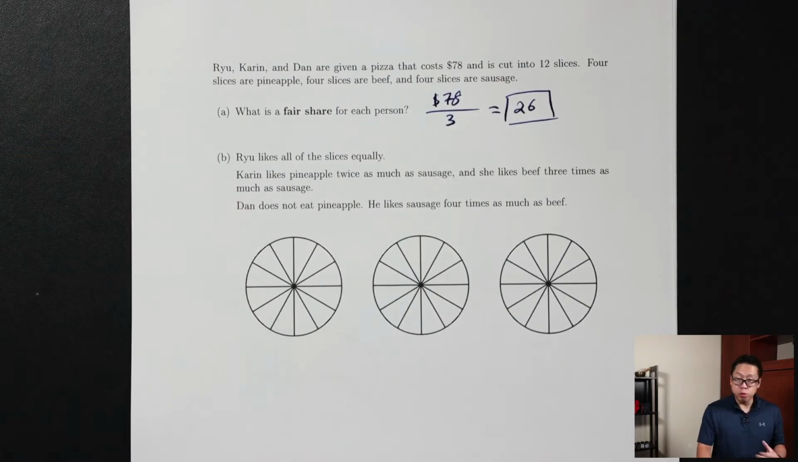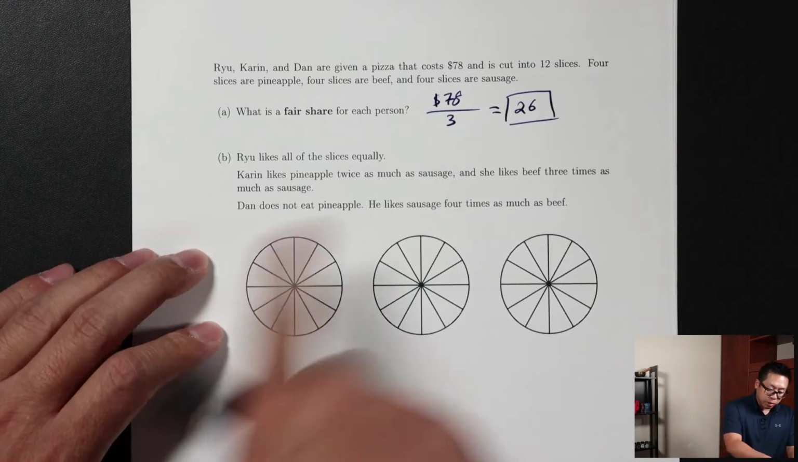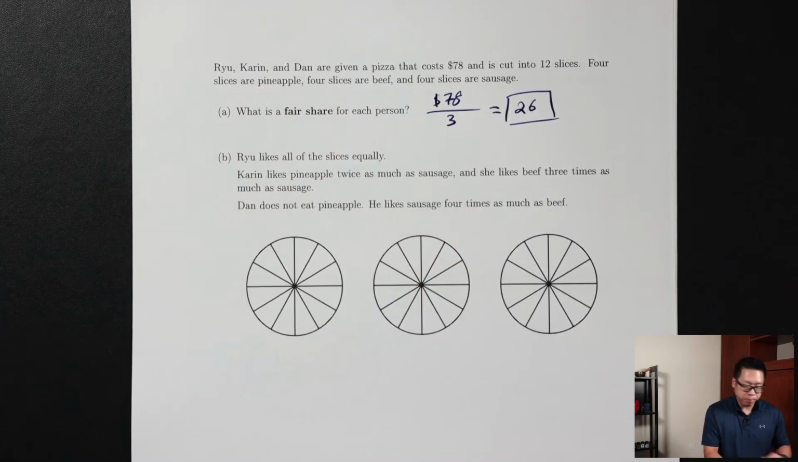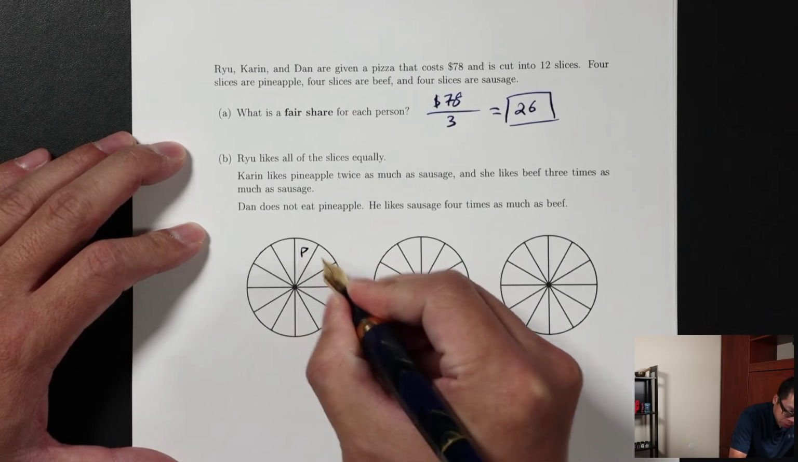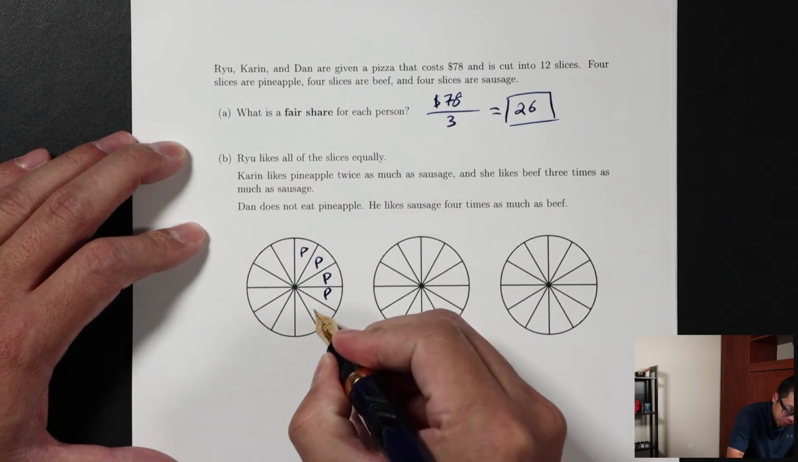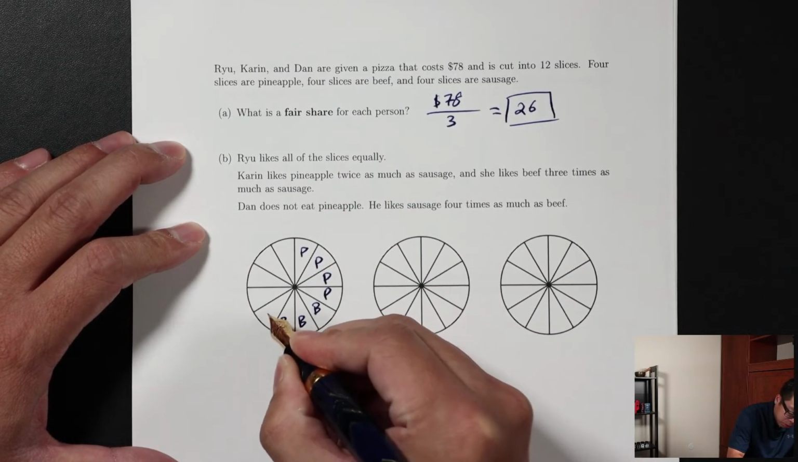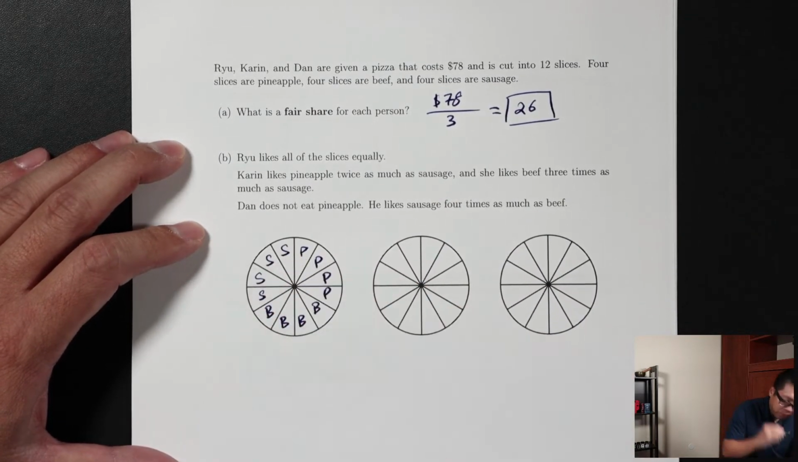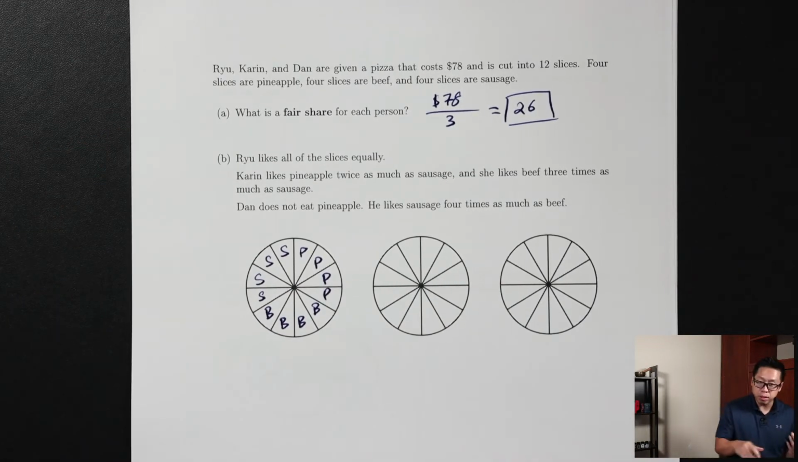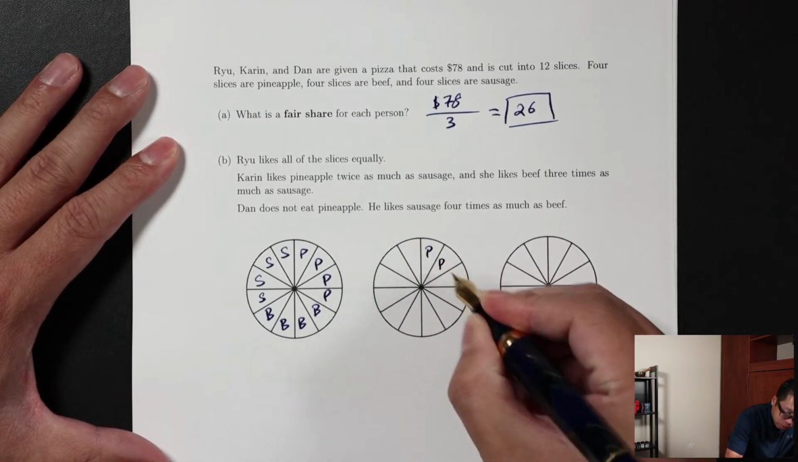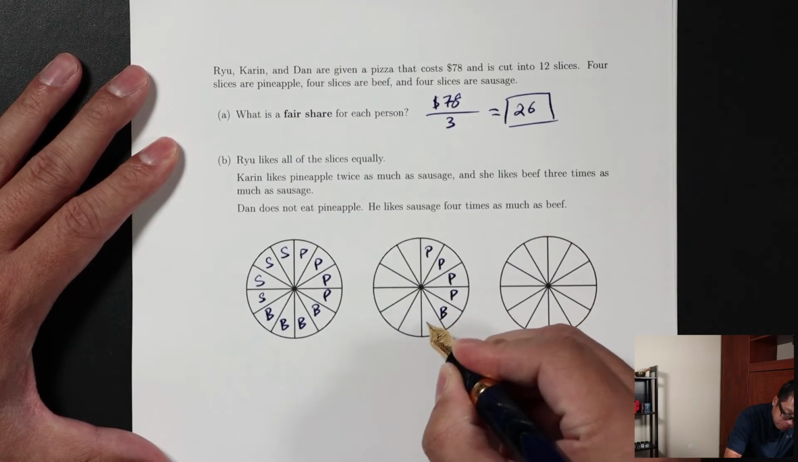Now, each person views the slices differently, right? Because each person has different preferences. So let me label this pizza. This pizza is 4 pineapples, 4 beef, and 4 sausage. So 4 pineapple, 1, 2, 3, 4. 4 beef, so 1, 2, 3, 4. And then 4 sausage, 1, 2, 3, 4. Okay, let me label the other pictures also. They'll be labeled exactly the same because we're talking about the same pizza.